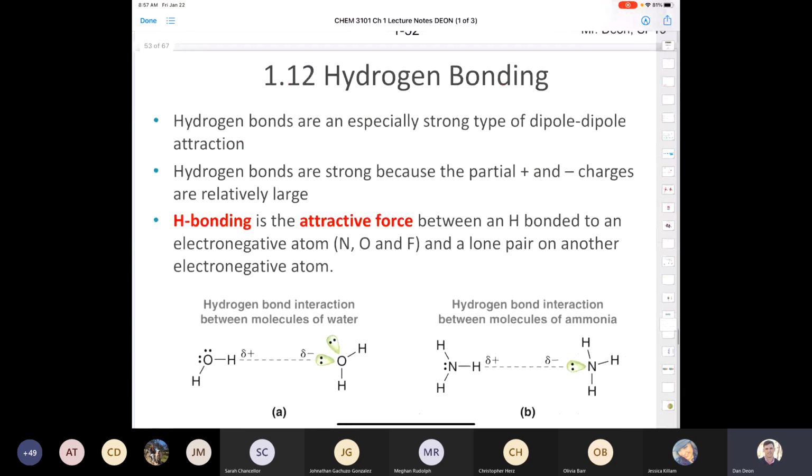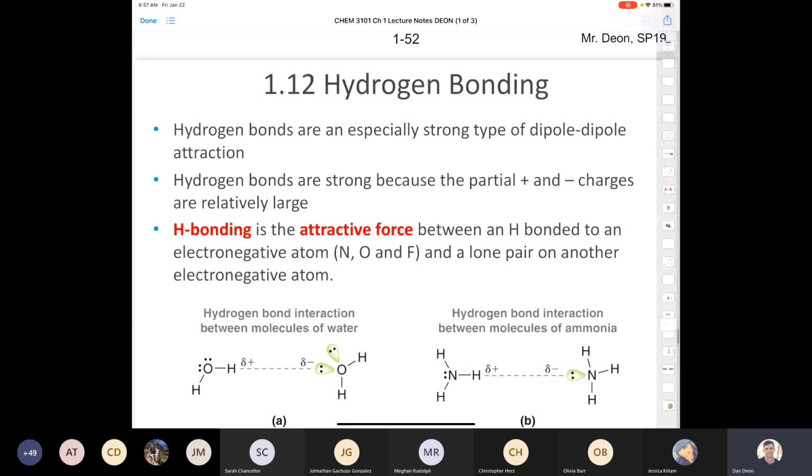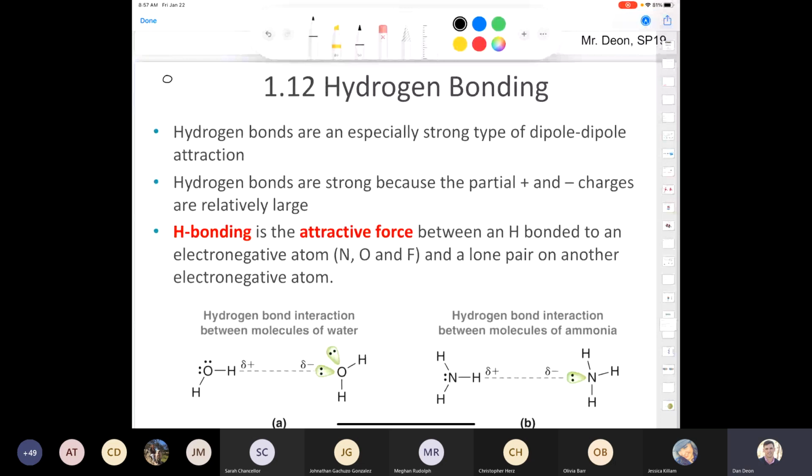Anyhow, before we get into London forces, let's talk about hydrogen bonding. Hydrogen bonding, the only time you're going to see hydrogen bonding in chemistry class is when you have a bond between oxygen and hydrogen, nitrogen and hydrogen, or fluorine and hydrogen. Those are the only times you're going to have a hydrogen bond. Now, if you're like, what the heck is a hydrogen bond? Well, again, something you would have covered in general chemistry, but we'll review it.